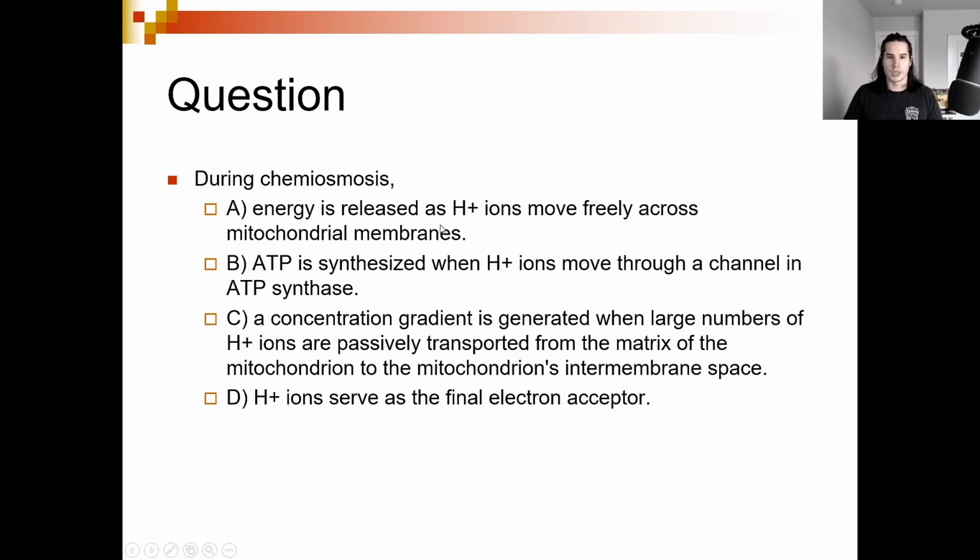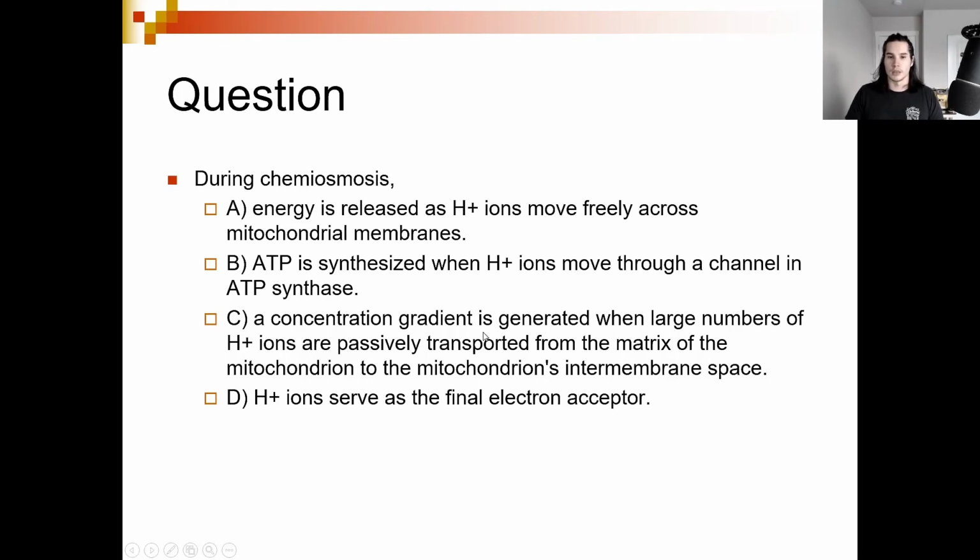Energy is released as hydrogen ions move freely across the mitochondrial membrane. They don't. Your hydrogen ions don't freely move across the mitochondrial membrane. Remember, they're moving through ATP synthase, so obviously they're inhibited in some way. ATP is synthesized when hydrogen ions move through a channel in ATP synthase. That's true. Let's look at the other stuff.